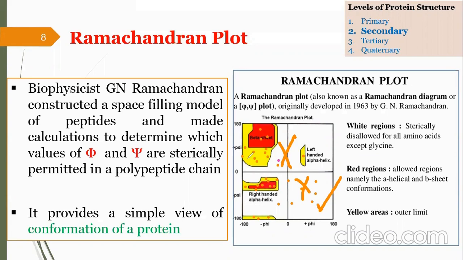But if the phi and psi angles and their dots occur in the yellow region, that is the permissible region, the outer limit, that is permissible. And the red regions are the allowed regions. So both red and yellow regions are okay for us, but these dots should not go out into the white region. In the white region, it could only be glycine, otherwise the model is not correct. If that is glycine, that's okay, but if that is not glycine, we will reject the model.